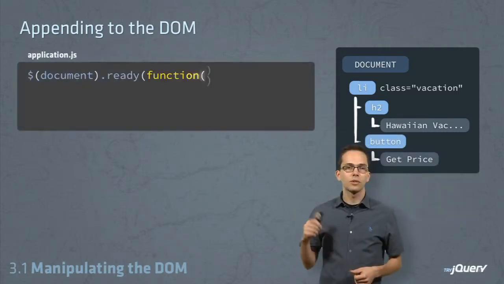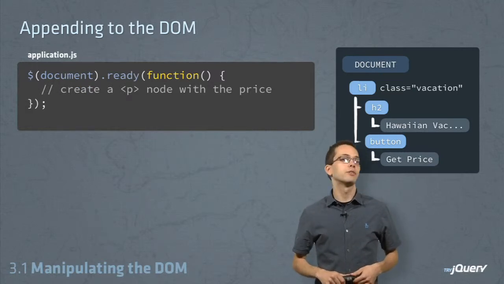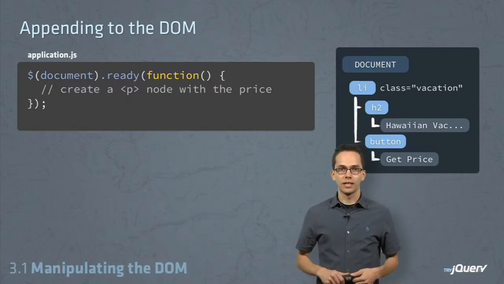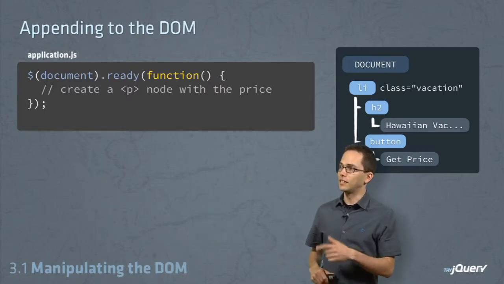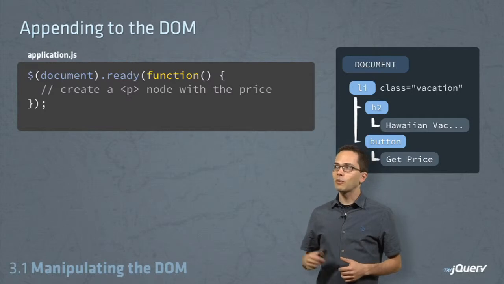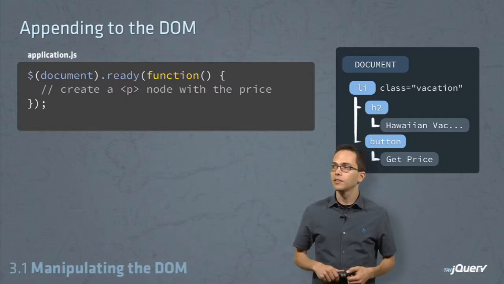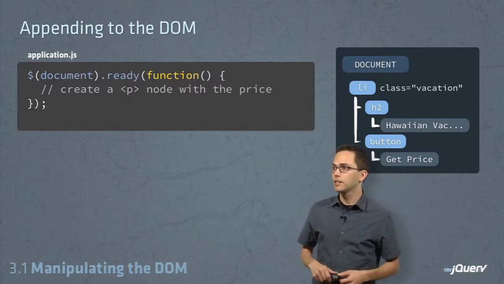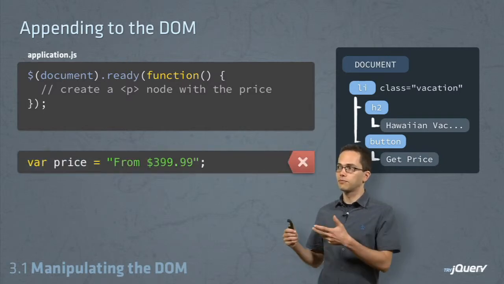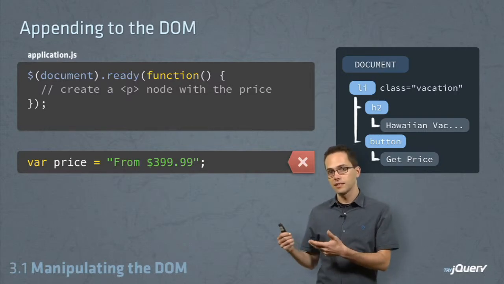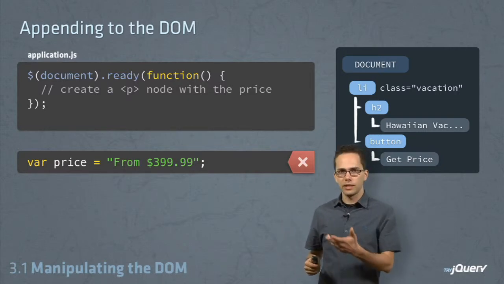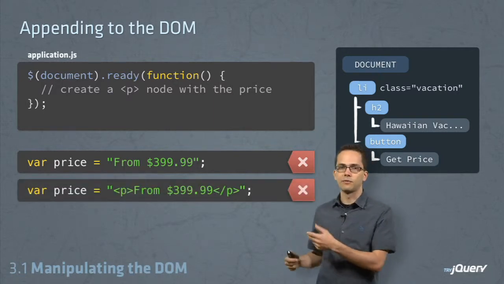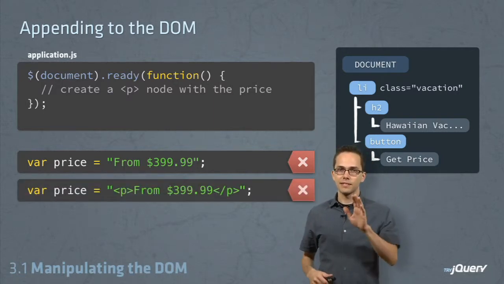You might notice here we're inside of our application.js, where we're going to write all of our jQuery code. The first thing we start out with is our document ready function, as you see here. Inside of there, the first thing we want to do is create a new paragraph with the price. One way we could do this using JavaScript is we could say var price equals from $399, which is the text. However, we want to create HTML here, so you might think that we would just do from $399 and wrap that inside of a paragraph, but that still wouldn't be right.